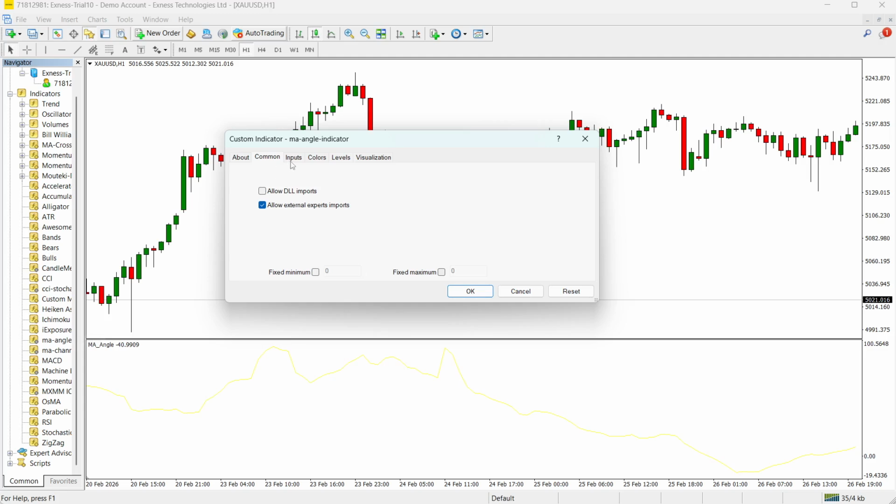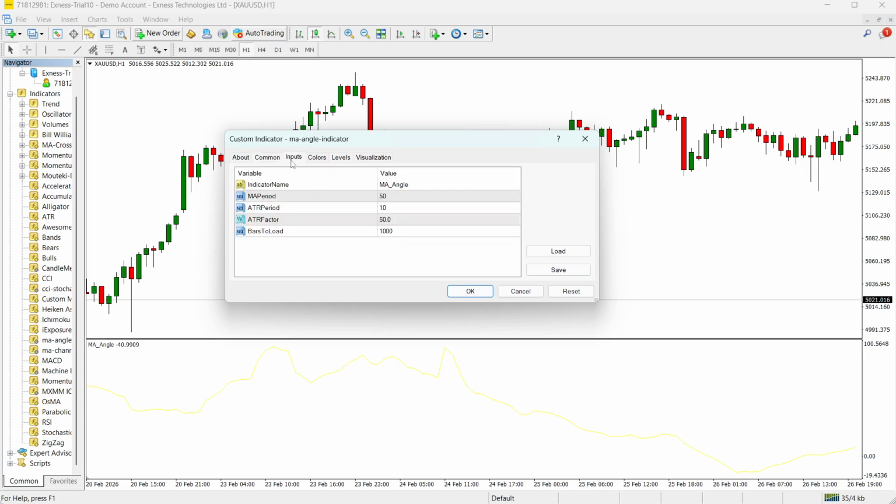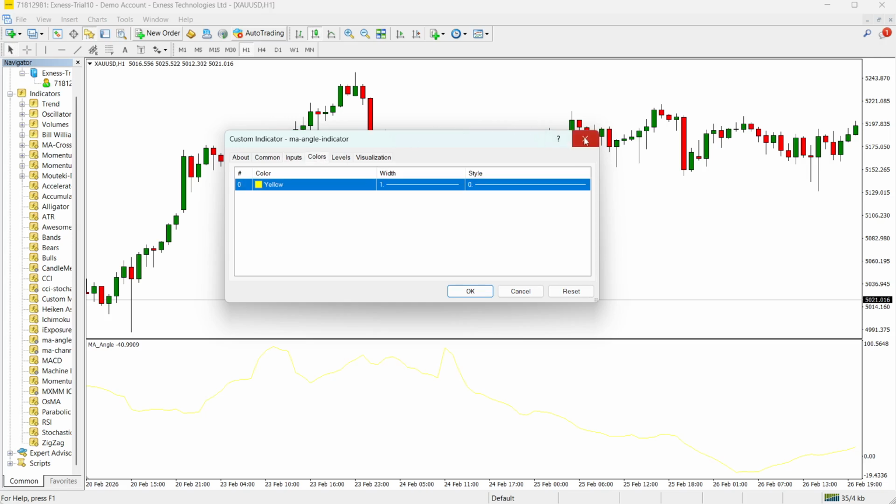As for the indicator settings, let's take a look at the inputs. The settings include the moving average period and type, which determine the base moving average being analyzed, and the angle calculation method. You can also set color thresholds to visually distinguish between strong, moderate, and weak trend angles.